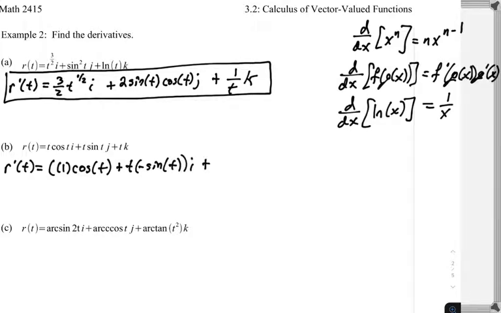Okay, and then we're going to do the same thing for the j component. So the derivative of the first function is 1 times the sine of t, plus the first function, which is t, times the derivative of the second, which is cosine of t. Okay, and that's our j component, plus the derivative of t is just 1, or 1k.